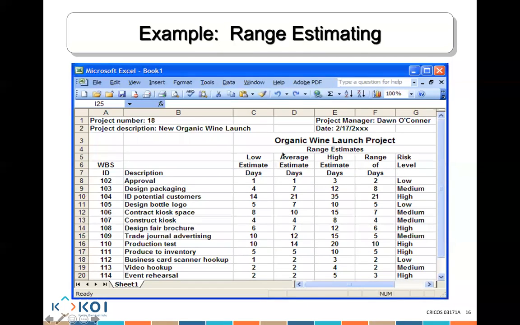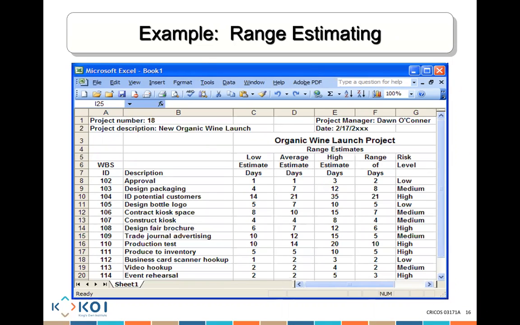Sorry, sir. Could you just repeat that again? Okay. So the formula is 1 times, so 1 multiplied by the low estimate. So 1 multiplied by 4. Write it. What's that in front of you? 1 multiplied by 4. What is that? 4. Plus 4 times average. So 4 times 7. What's that?